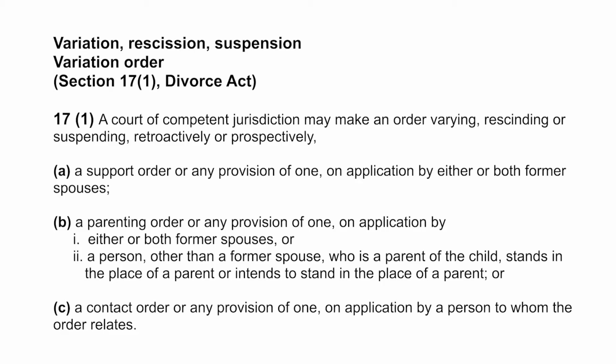The other change here is in the old section, there's a very broad term as to who can apply to vary, and it says any other person. Whereas in the new section, it really further explains that and gives a little bit more idea of what that is. So a person other than a former spouse who is a parent of the child stands in the place of a parent or intends to stand in the place of a parent. So there's a little bit of definition there, rather than just saying any other person.